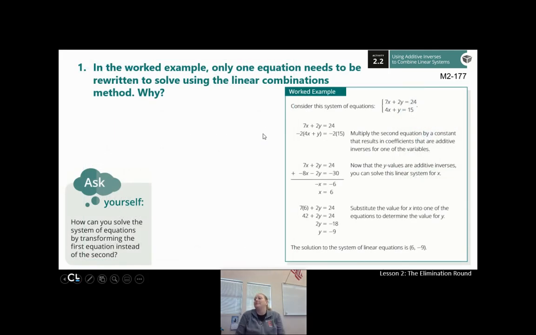So in this example that we just worked out, only one equation had to be rewritten, right? We only rewrote the second equation to solve using the linear combinations method. Why did we only have to deal with the second equation? Jot down your thoughts on that. And then hit play when you're ready. So hit pause, jot down your thoughts. Hit play when you're ready to keep the discussion going.